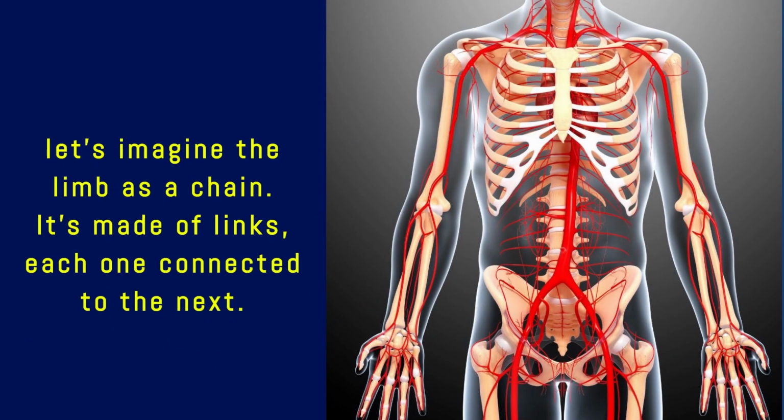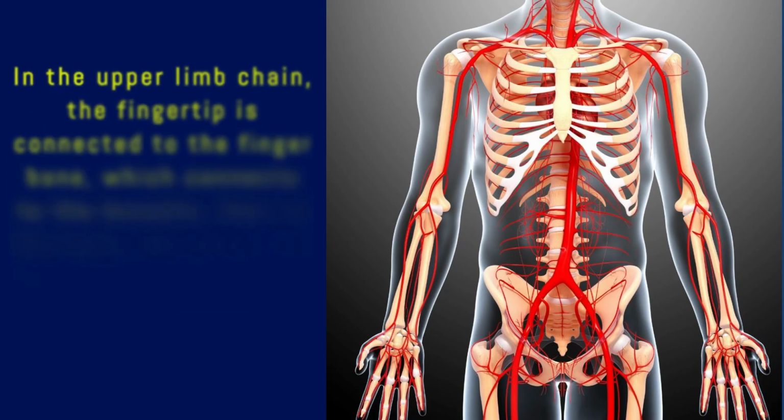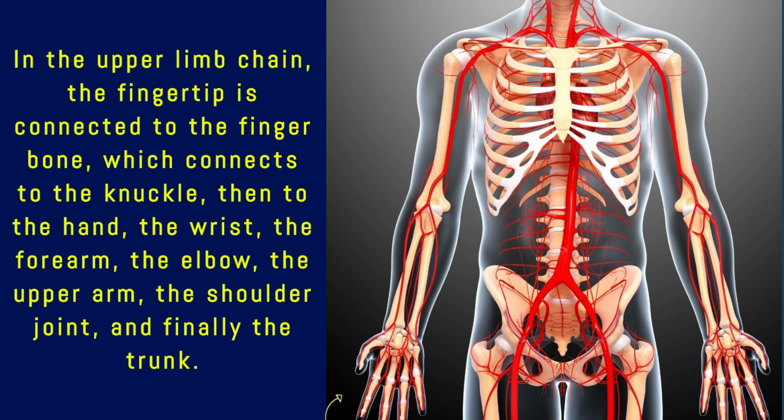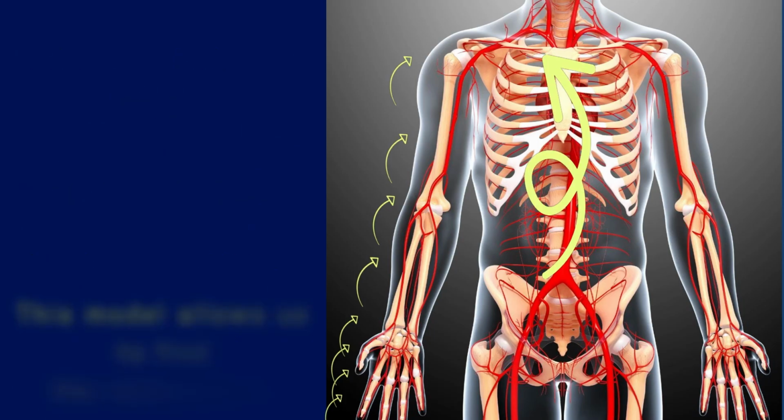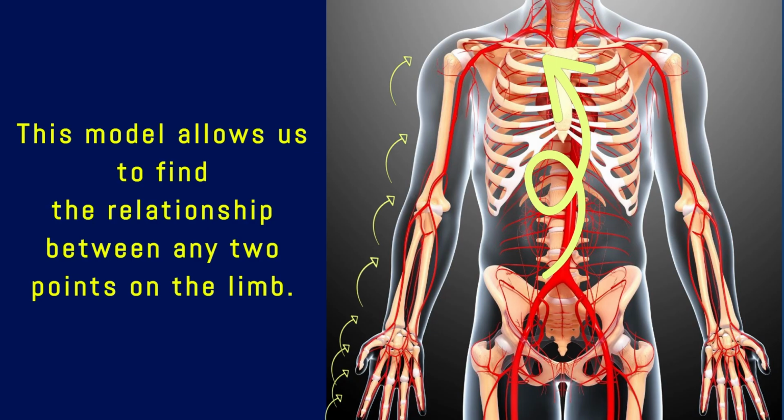Let's imagine the limb is a chain. It's made of links, each one connected to the next. In the upper limb chain, the fingertip is connected to the finger bone, which connects to the knuckle, then to the hand, the wrist, the forearm, the elbow, the upper arm, the shoulder joint, and finally the trunk. This model allows us to find the relationship between any 2 points on the limb.